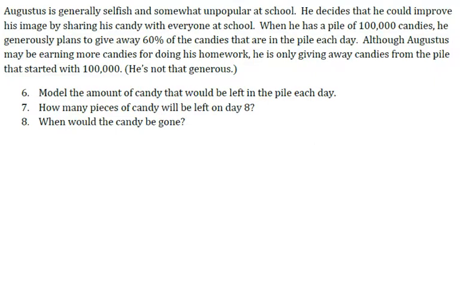Augustus is generally selfish and somewhat unpopular at school. He decides that he could improve his image by sharing his candy with everyone at school. When he has a pile of 100,000 candies, he generously plans to give away 60% of the candies that are in the pile each day. Although Augustus may be earning more candies for doing his homework, he is only giving away candies from the pile that started with 100,000. He's not that generous.